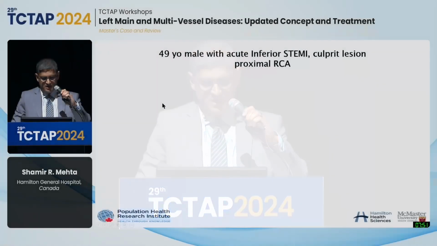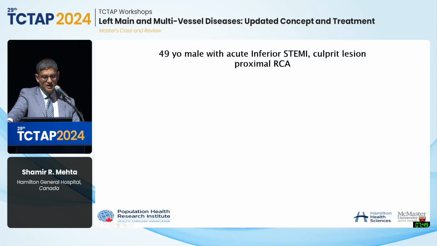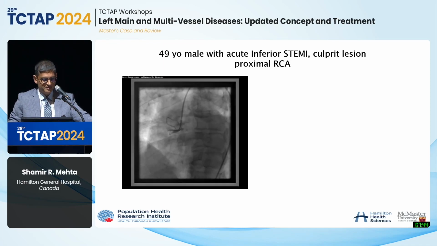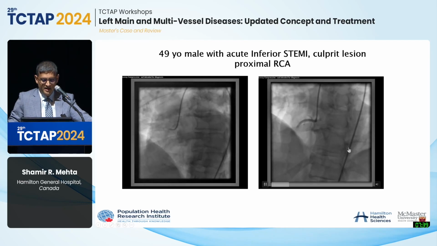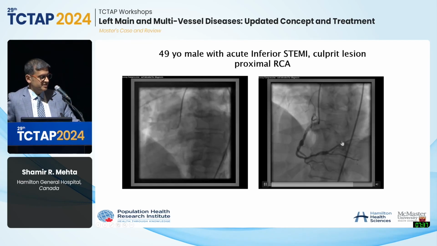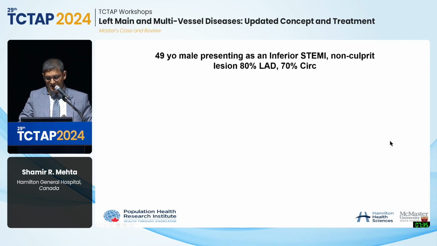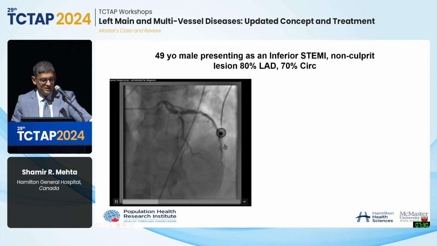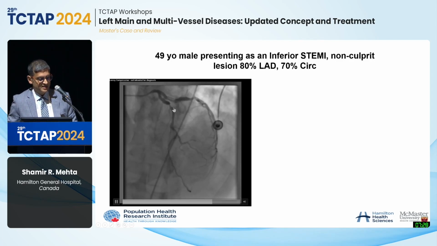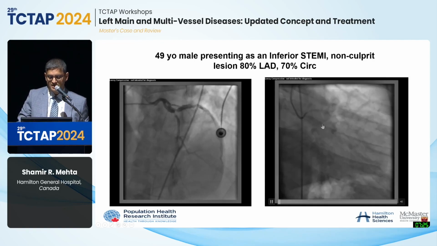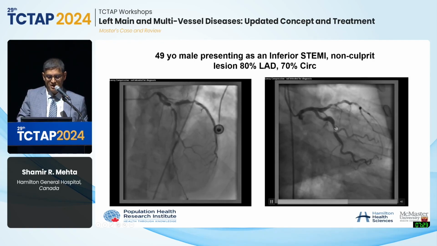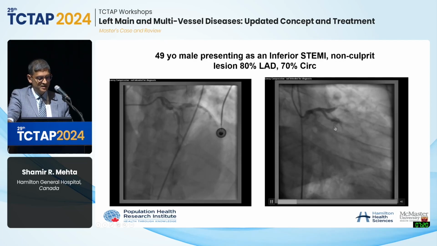I'll start with a case. This is a 49-year-old male who presented with an acute inferior STEMI. The culprit lesion was in the proximal right coronary artery, and he was brought directly for primary PCI and underwent successful primary PCI to the right coronary artery. But when we looked in the left system, there was significant non-culprit lesion disease. You'll see here a very tight lesion in the proximal LAD, and in the circumflex, a more moderate lesion of about 70%.